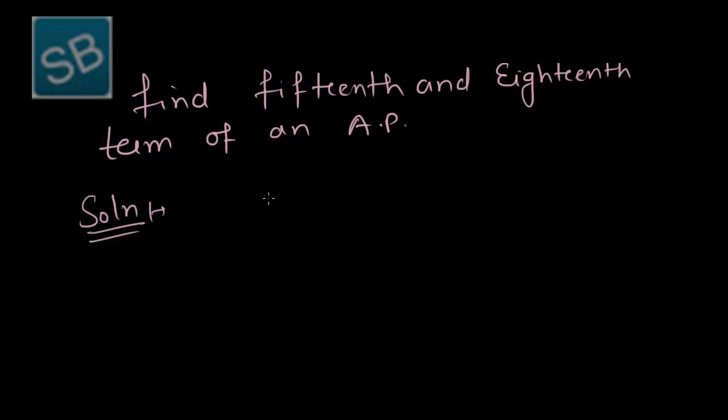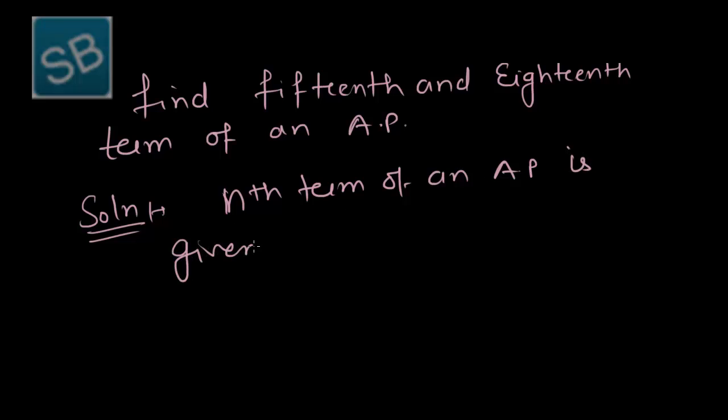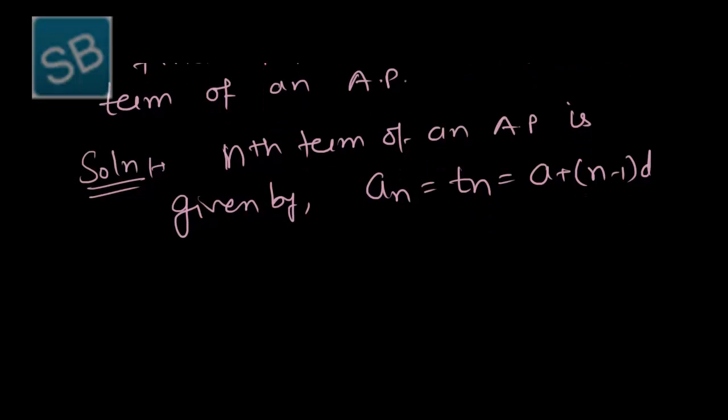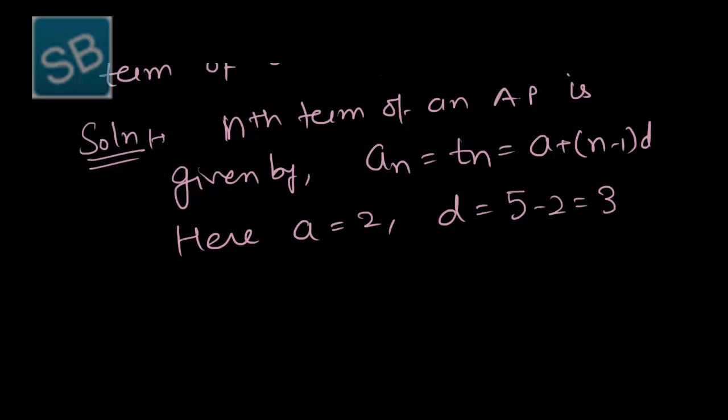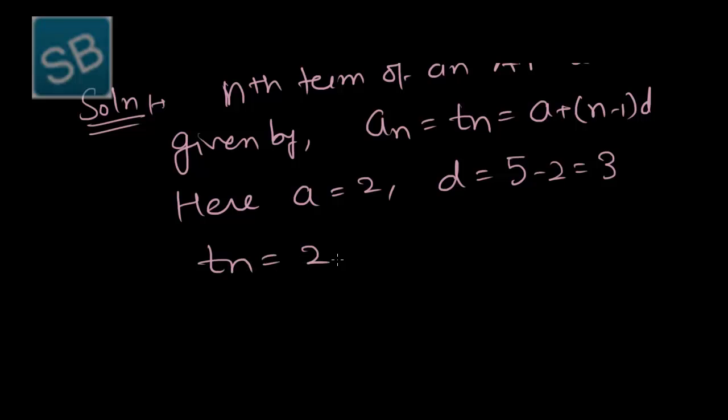Now, as we know, the nth term of an AP is given by an is equal to, or we can say Tn is equal to a plus (n minus 1)d. So we'll use here Tn. Here a is the first term, that is 2, and d is the difference of consecutive terms, that is 5 minus 2 is equal to 3. So Tn is 2 plus (n minus 1) into 3.